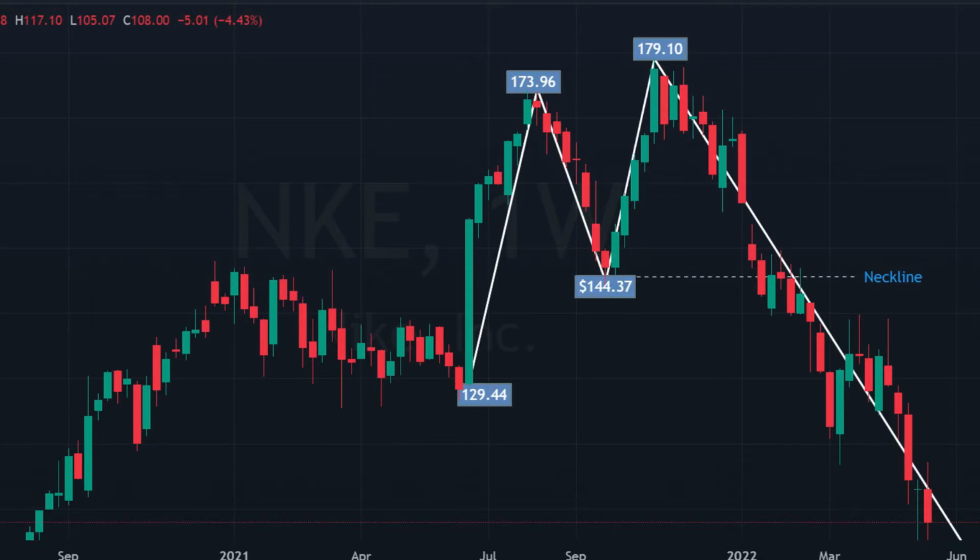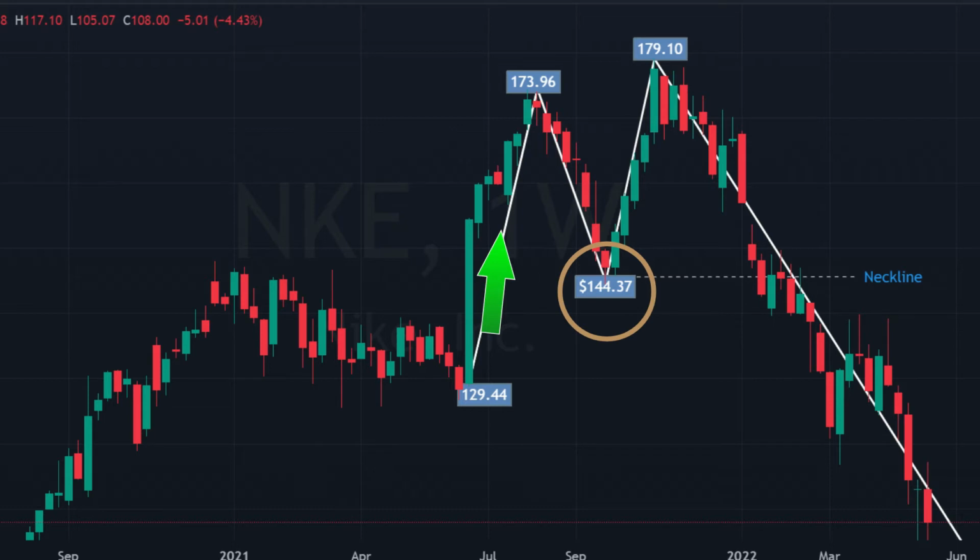Now let's take a look at this very well played out double top M pattern for Nike from this year. As you can see, Nike started a very strong uptrend from 129.44 up to 173.96, where it finds its first resistance point. It pulls back from that uptrend down to 144.37 for the support where the neckline will be. It bounces from there back to the second resistance point of 179.10. One thing to note here, 173.96 and 179.10 are not the same number.